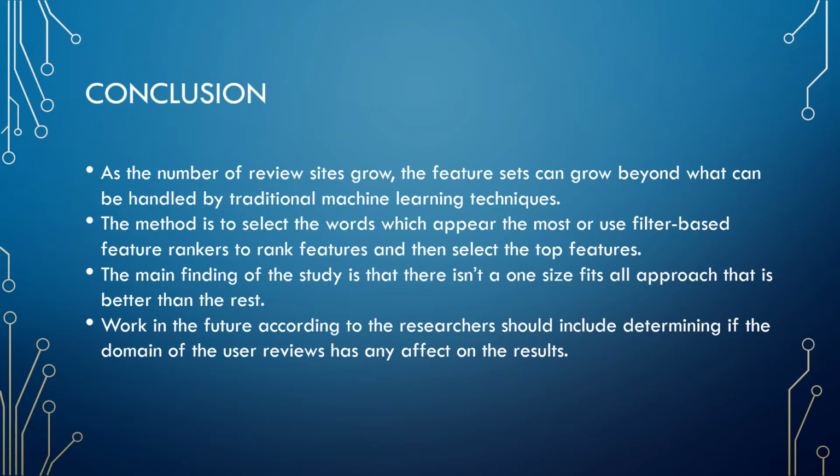Now, as we conclude, we see that as the number of review sites grow, the feature sets can grow beyond what can be handled by traditional machine learning techniques. The method is to select the words which appear the most or use filter-based feature rankers to rank features and then select the top features. The main finding of the study is that there isn't a one-size-fits-all approach that is better than the rest.